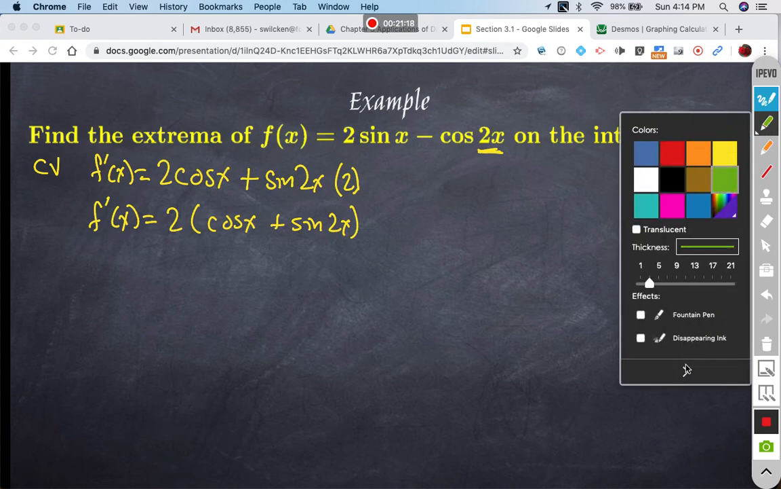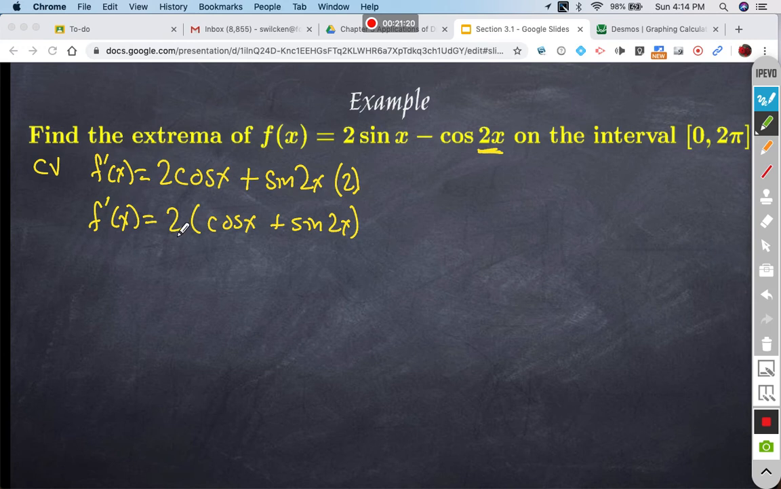To find our critical values, well, cosine is continuous, sine is continuous, so both of these are fine. We don't have any problems with places the derivative does not exist. So we come along to 0 equals 2 times the cosine of x plus the sine of 2x. At this point, you're going to need to get out your identities.